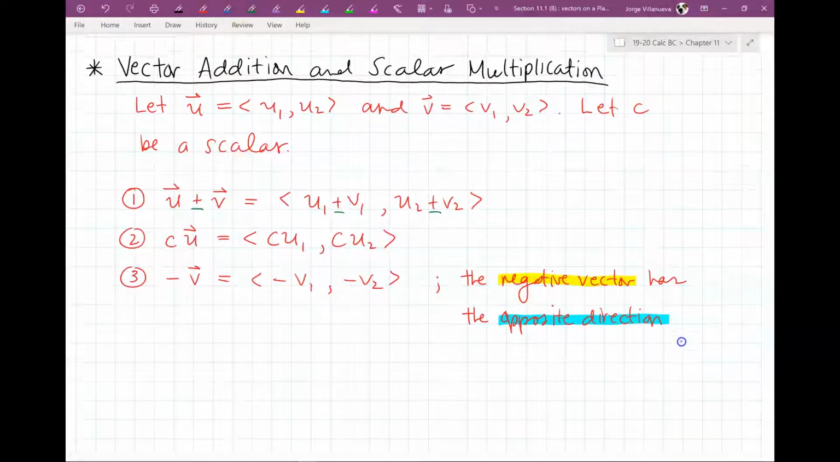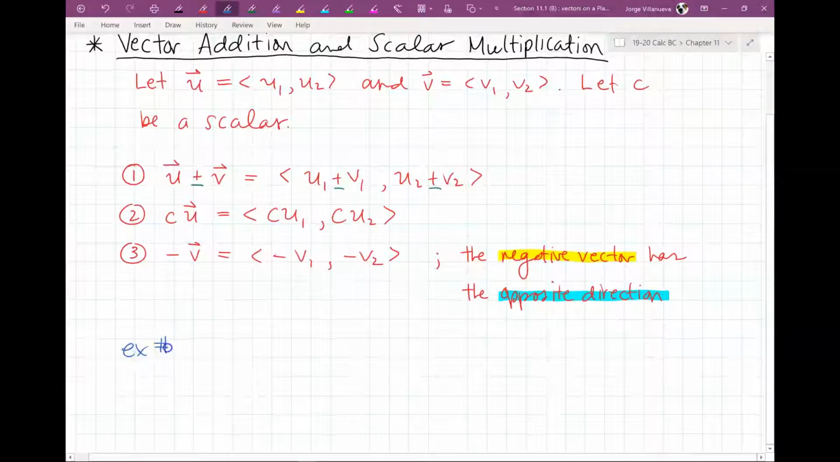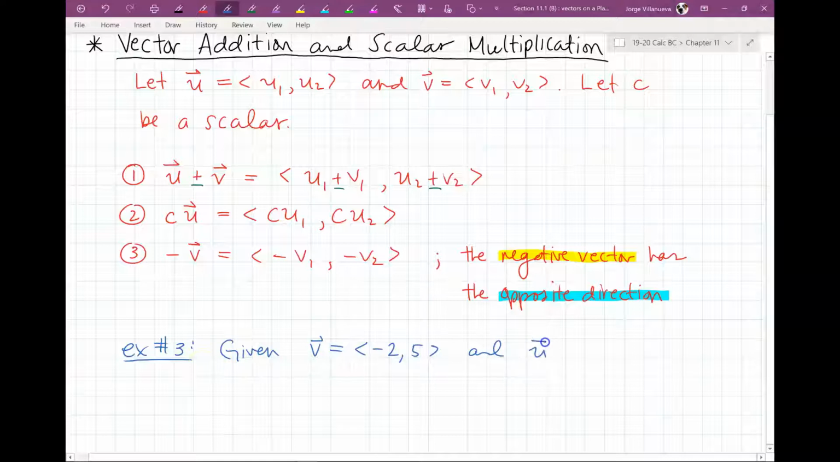So let me give you an example that we can do really quick. Is this example 3? Yeah, I think it is. Given the following vectors, vector v is negative 2, comma 5, that's its component form, and u is 3, 4. Then for part A, let's find half of vector v. For part B, we'll find u minus v, and for part C, we'll find v plus twice u.